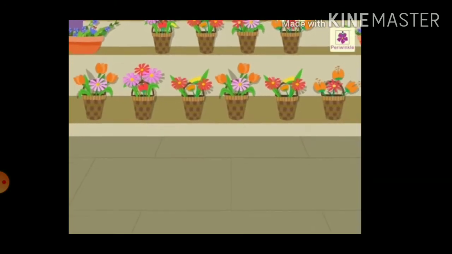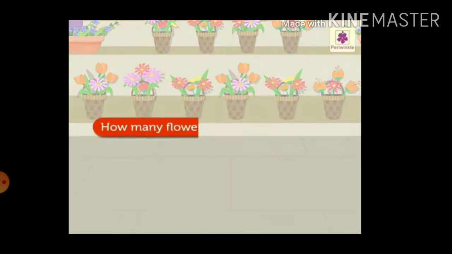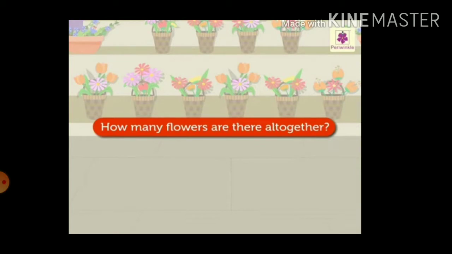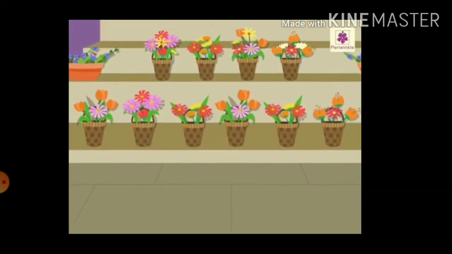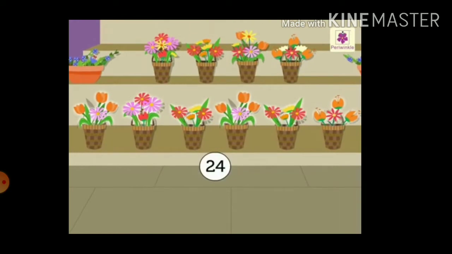But look here. There are 6 baskets and each basket contains 4 flowers. So, how many flowers are there altogether? 6 into 4 is equal to 24. There too are 24 flowers in all.